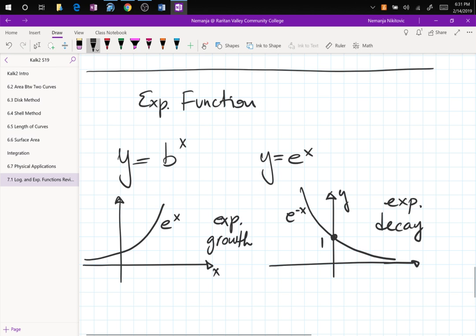You can grow money in the account. You can grow population of humans and rabbits and bacteria. That will be the other side, the exponential growth. And then I said both of these would be used in engineering. Cool thing for oscillation, for the motion.